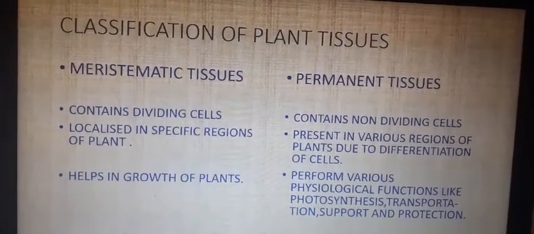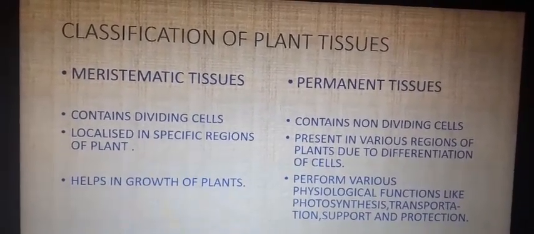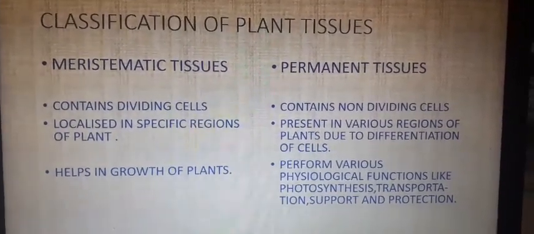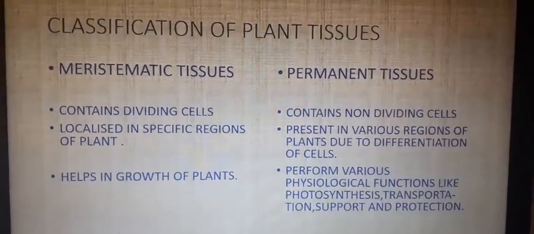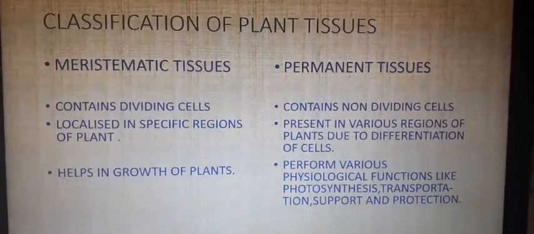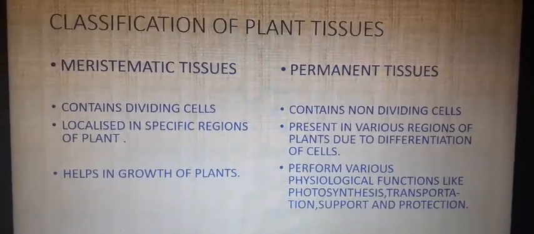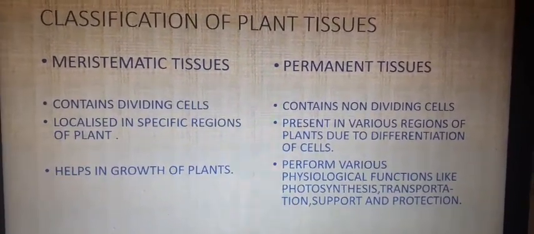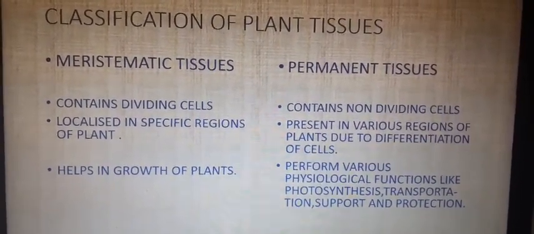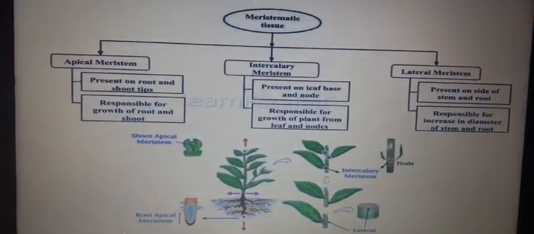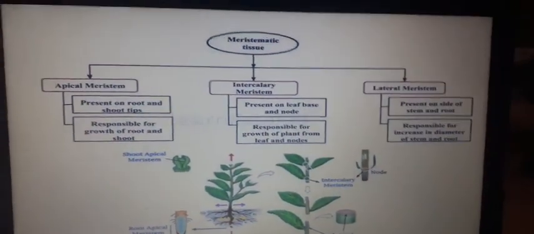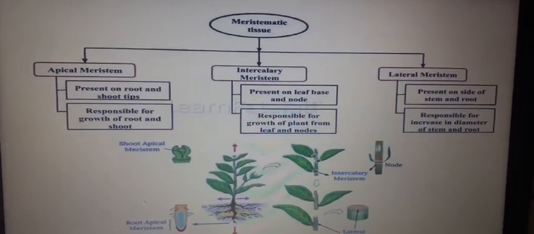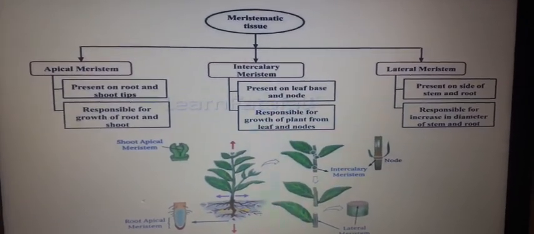Again, just a brief recap. Plants are divided into meristematic and permanent. So you can see now the differences being enlisted. They are dividing cells and these are non-dividing cells. Meristematic deal with the growth, permanent tissues deal with the physiological functions and protective and supportive functions. Then these are the types of meristematic tissues. Okay, so apical, intercalary and lateral.